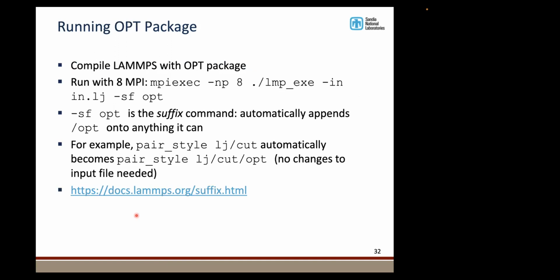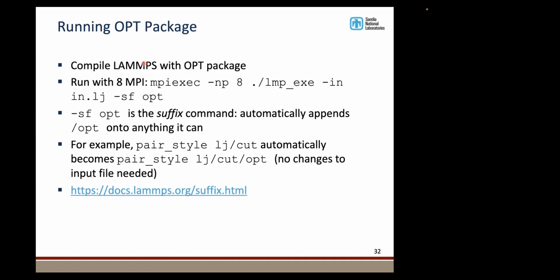Okay, so the Opt package. The Opt package is pretty small, it just has a handful of optimized styles that run a little bit faster. They might vectorize better. This is a CPU package, so it doesn't run on the GPU. They're just a little bit faster than the default version of LAMMPS.